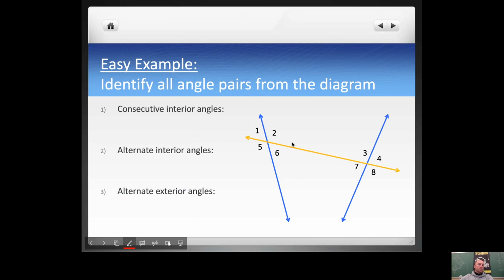Okay, so let's try some easy examples where we have 2 blue lines and we have a transversal. We have our 8 little angles. Let's look for consecutive interior angles. Your interior angles are these 4, 2, 6, 3, 7. Consecutive means either above the transversal or below it in this case. Do you see 2 angles above the transversal that are in between the blue lines? Angle 2 and angle 3 are consecutive interior. They're both above and in between the blue. Also, angle 6 and angle 7 are consecutive interior. They're both below the transversal and in between the blue lines.